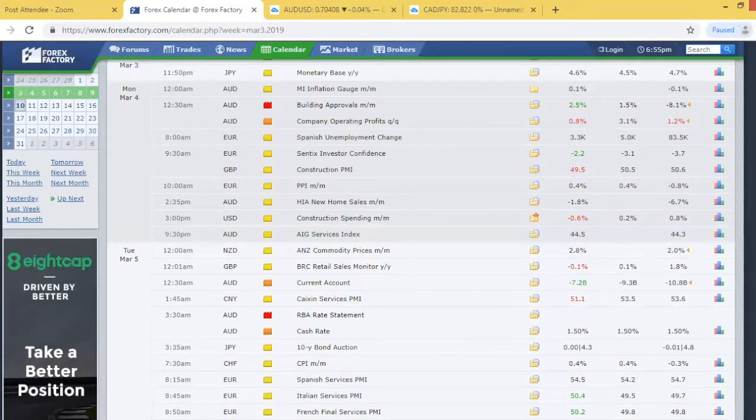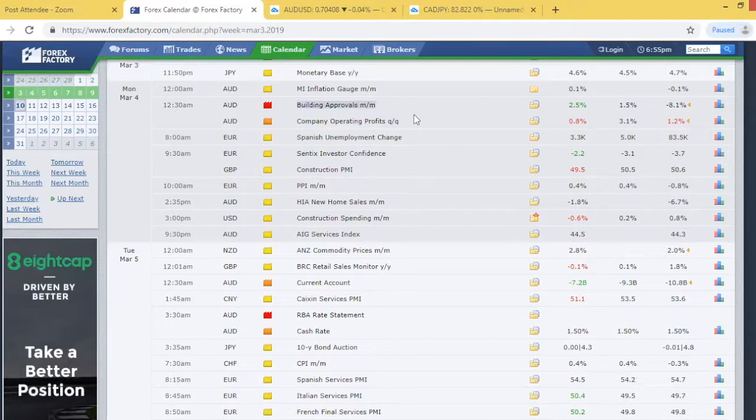Starting off, guys, we had positive data month on month for building approvals for the Australian economy. We took a look at building approvals in particular, and we spoke about the Reserve Bank of Australia and its position in regards to monetary policy. Within the monetary policy meeting minutes, it gave its economic outlook for the months ahead.